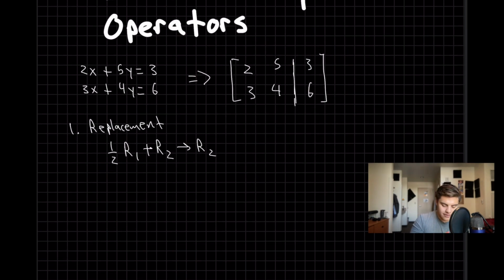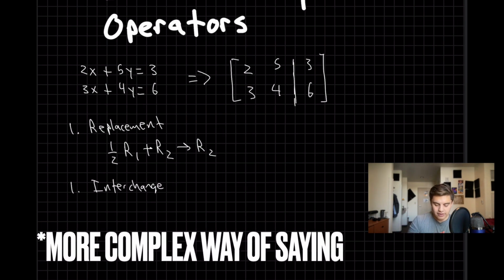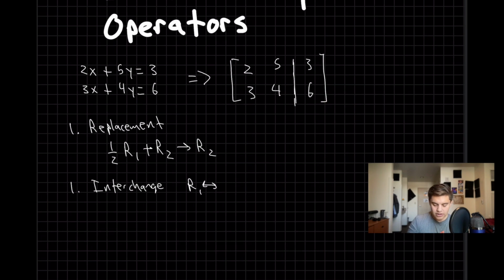Next is something a little more simple. It's called interchange. It's a simpler way of saying swap the rows. It looks like this: R1 swap with R2. So in our case, we would simply do 2, 5, 3, 3, 4, 6. Easy enough.